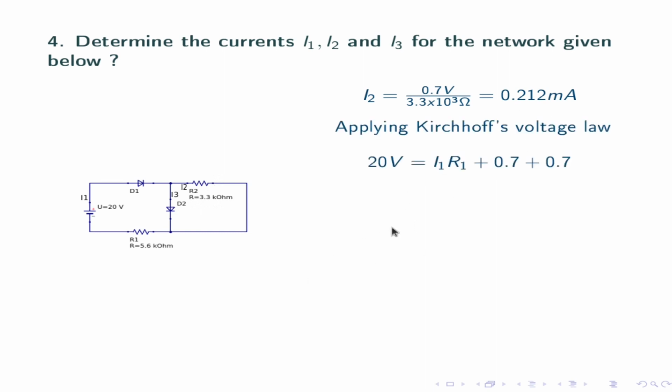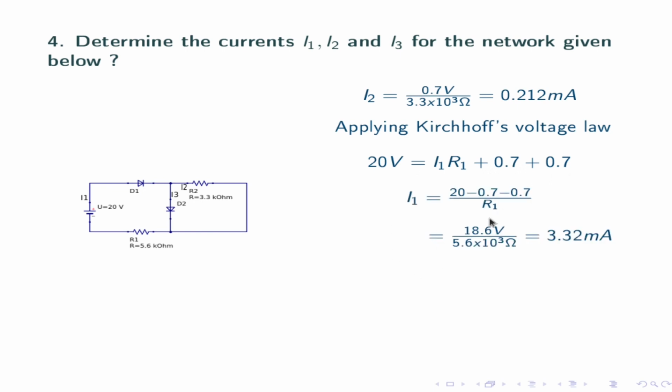Now applying Kirchhoff voltage law, KVL, on the complete circuit: 20 volt is equal to I1 R1 plus 0.7. I1 is the current and the resistance is 5.6 kilo ohm and supply voltage 20. Therefore, 20 volt is equal to I1 into R1 plus the voltage across this diode plus voltage across this diode. That is 20 volt is equal to I1 R1 plus 0.7 plus 0.7.